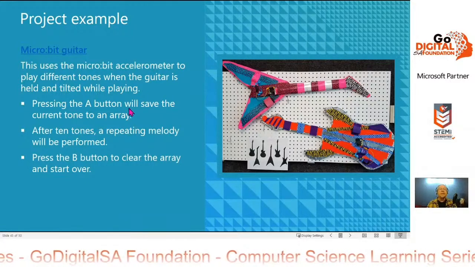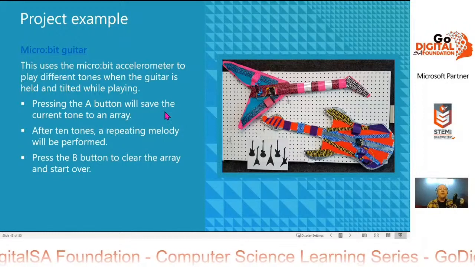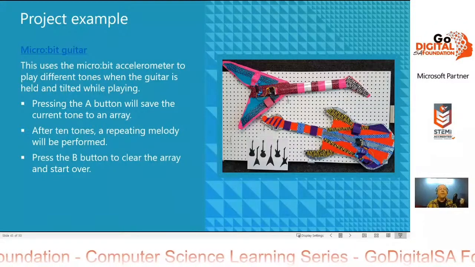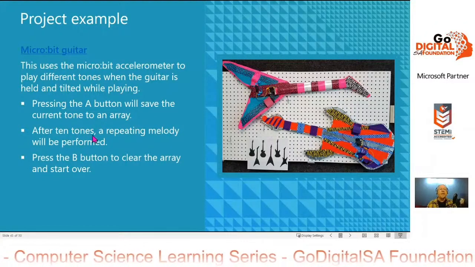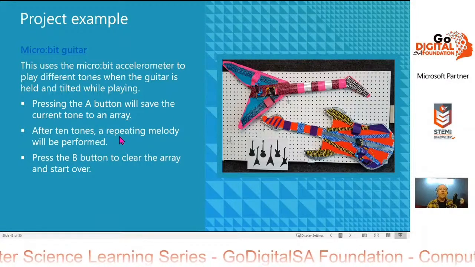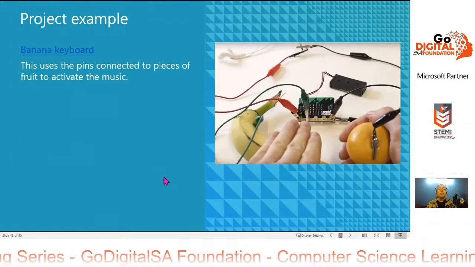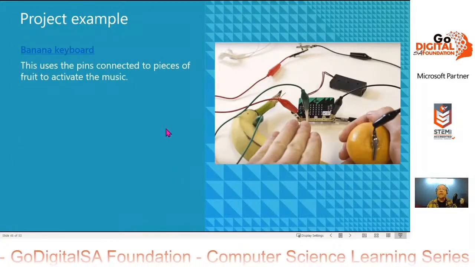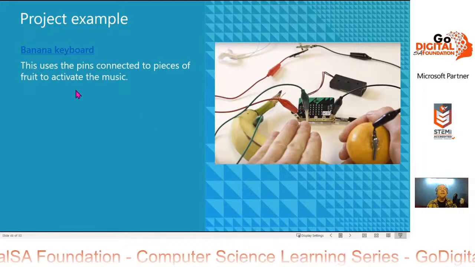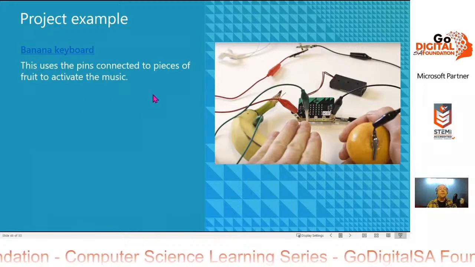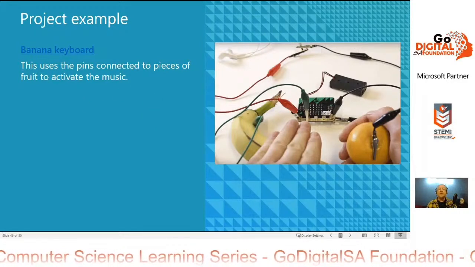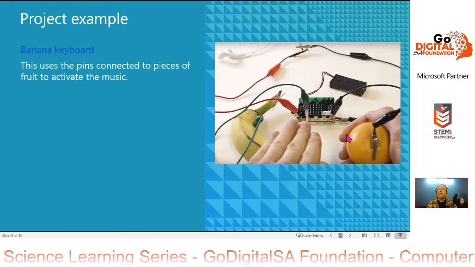Okay, so this lets you record what you're doing into an array, and then it will save 10 different tones, and then it will repeat those tones by reading them out of the array. Here we've got a banana keyboard. This uses the pins connected to pieces of fruit to activate the music. So instead of a guitar, you can use bananas or fruits.